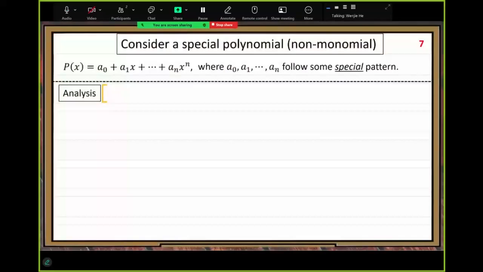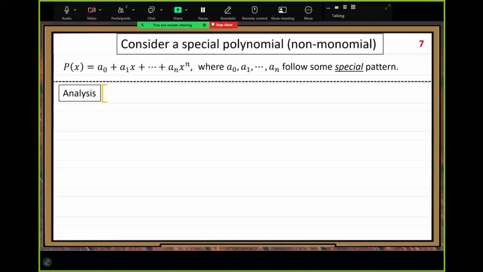Now, we want to consider a special polynomial. It's not a monomial, it's a special polynomial. Now, it's the last missing piece. Remember question number 10 of the quiz? You need to choose a polynomial, right? Special polynomial. Here, we choose a special polynomial. The last missing piece is here.